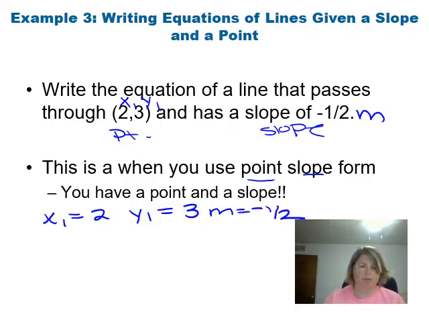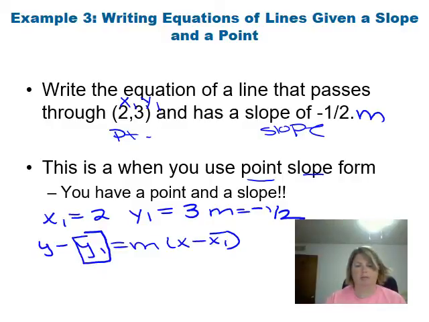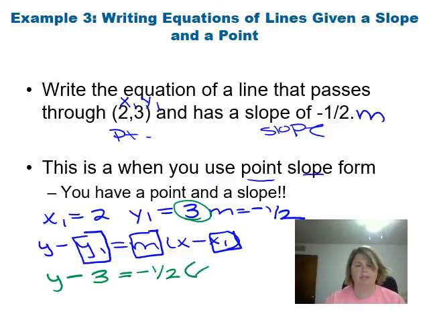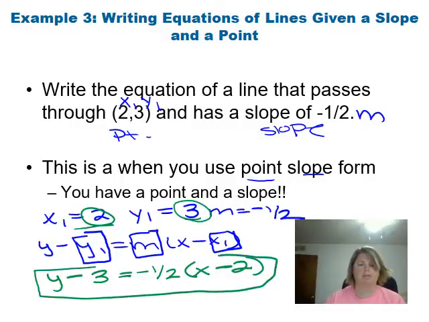And then I write down the formula: y minus y sub 1 equals m times x minus x sub 1. We plug in numbers for y sub 1, x sub 1, and m. The plain y and the plain x stay exactly the same. So we're going to have y minus, because the formula says minus, and then I'm going to plug in the 3, equals m, negative 1/2, parentheses x minus, and then we're going to plug in the 2. So that is slope intercept form. Or sorry, that is point slope form.